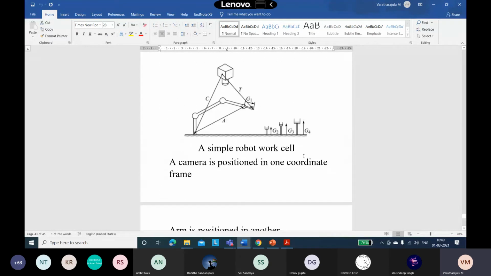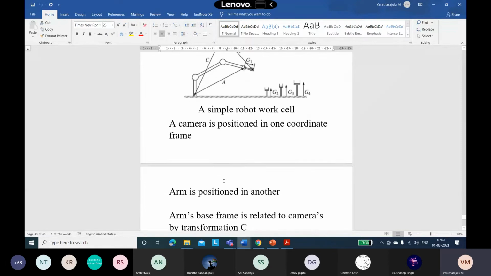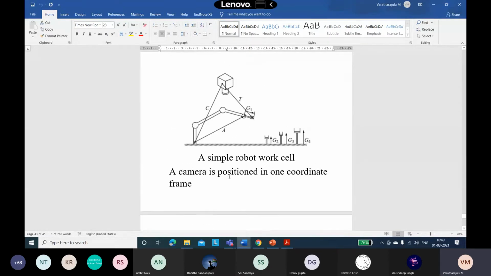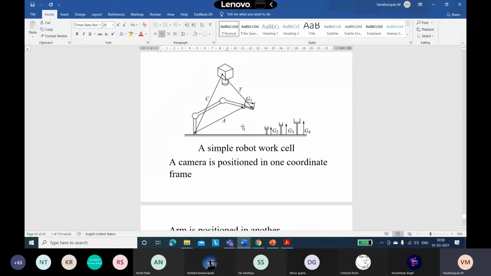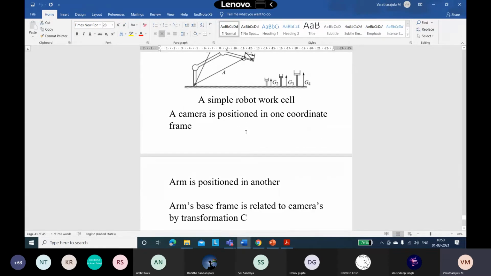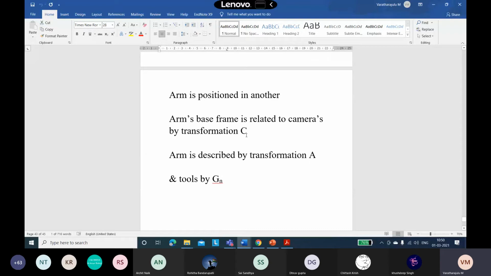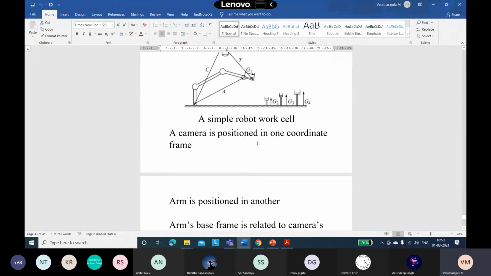And a simple robot works well. A camera is positioned in one coordinate frame and the arm is positioned in another. Here, some camera is positioned in order to capture the working principles and the data related to the machine, and the arm is positioned. The arm base is related to the camera by transformation C.